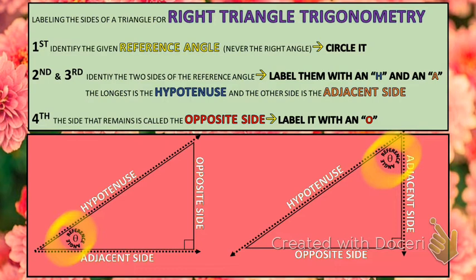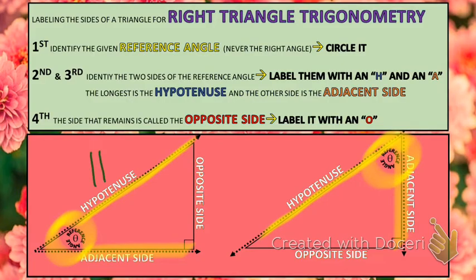The next step, step number 2 and 3, is we're going to trace the sides of the reference angle. Trace the two sides that make up the reference angle. The longer of those two sides will be called the hypotenuse. The hypotenuse is always opposite the right angle. And the other side of the reference angle is the adjacent side.